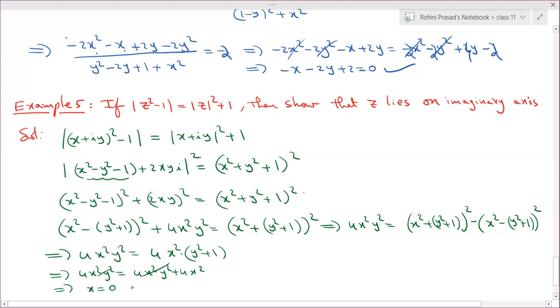When x equal to 0, that's purely imaginary, lies on the imaginary axis. So therefore, conclusion: z lies on the imaginary axis.